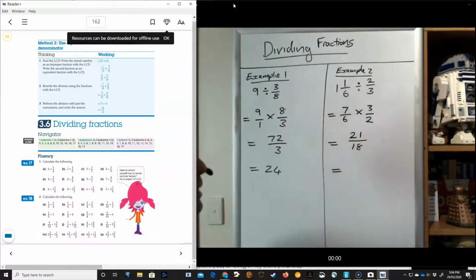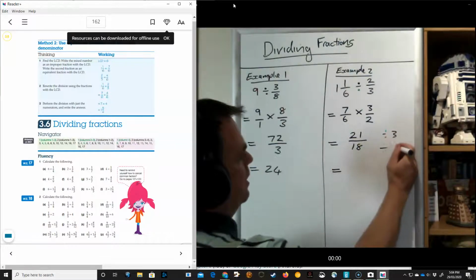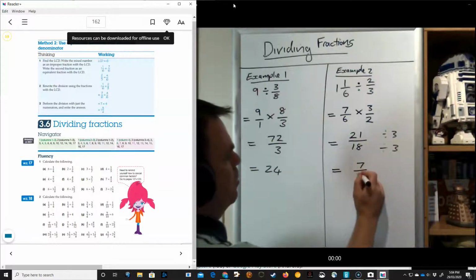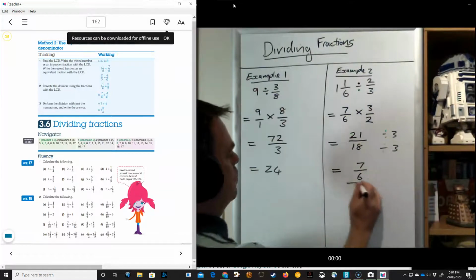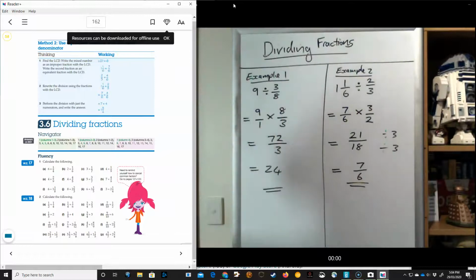This is a little bit easier to simplify because obviously both 18 and 21 divide by 3. So I think we've got 7 over 6. And we're all done. So 2, not very difficult sums. Once you know that all you have to do is flip the second fraction upside down and multiply it. It's pretty easy, really.